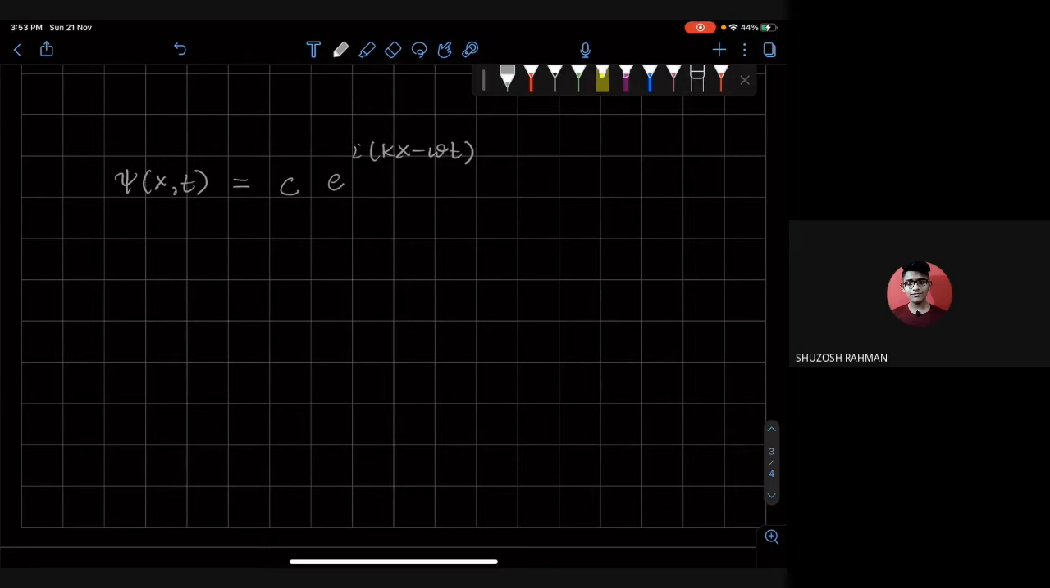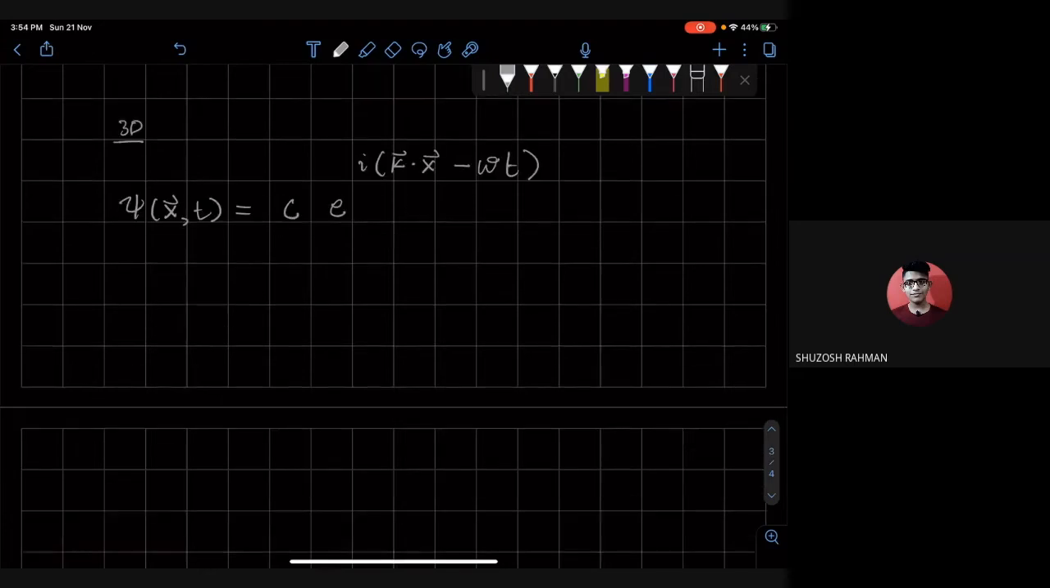The other thing is that I'm dealing with 1D. In 3D, this would become psi of vector x, t, and here we would have e to the power plus i, the vector k dot vector x minus omega t. Okay, so whatever I say will have a very straightforward generalization to 3 dimensions. But for notational clarity, I will stick to 1 dimension. But it's really only for notational clarity.